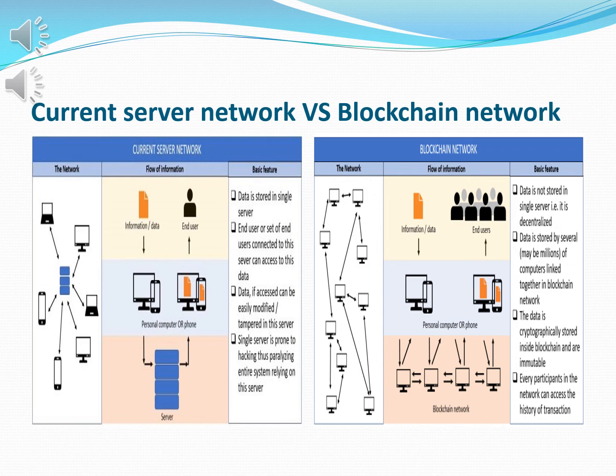Then data is stored in a single server, whereas in the blockchain, data is not stored in a single server, it is decentralized. End user or set of end users connected to this server can access this data. So everyone who is connected with that server can have access to the data. But here data is stored by maybe millions of computers linked together in the blockchain network. And in a single server, data if accessed can be easily modified or tampered with.